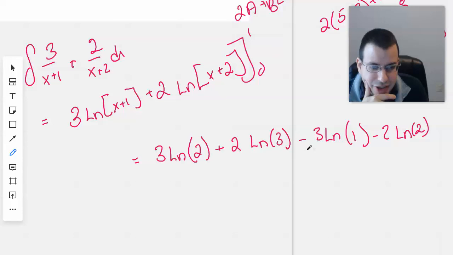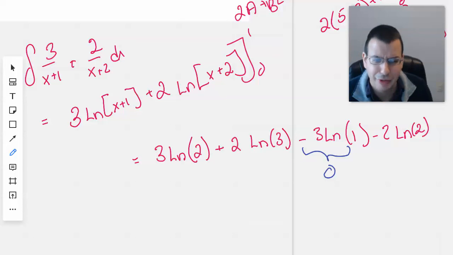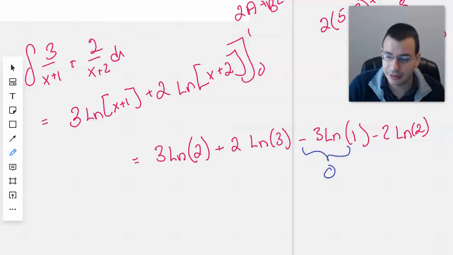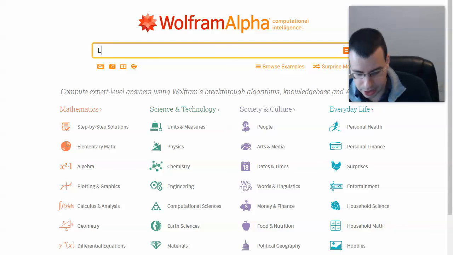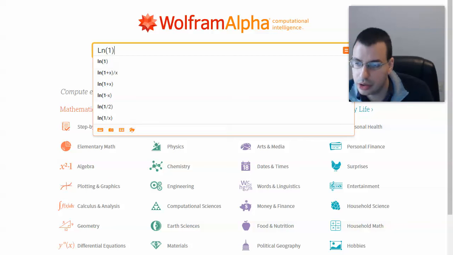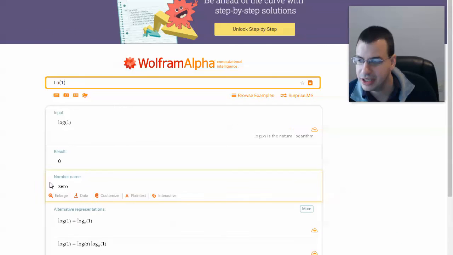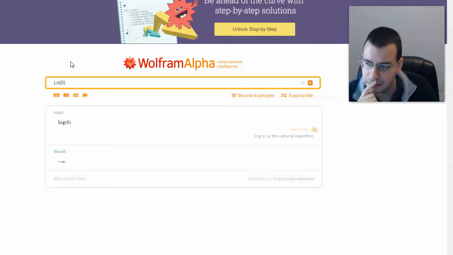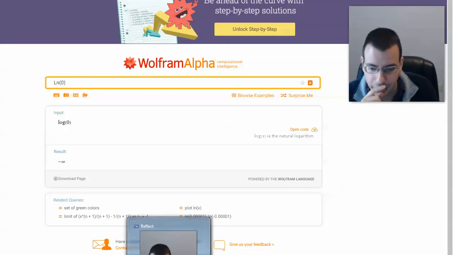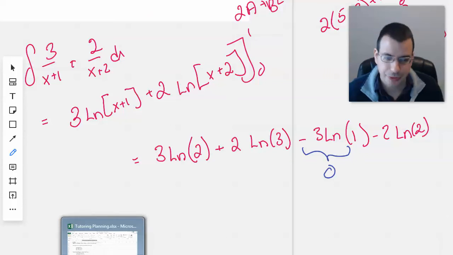Natural log of 1 is 0. If you don't believe me, you can put it in your calculator. Actually, I really don't believe me. I'm going to put it in my calculator. And natural log of 1 is 0. And if you take the natural log of 0, the world should end. Yep, end of the world. Negative infinity. Okay.